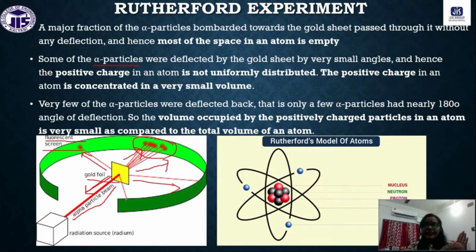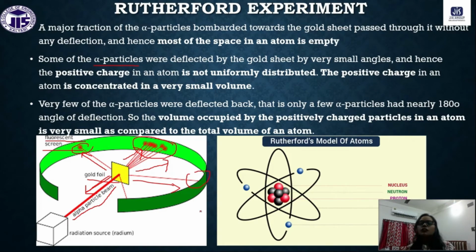Okay, and the center is called the nucleus, and the nucleus is positively charged, because the alpha particle is also positively charged. That is why the alpha particle will experience repulsion, and due to the repulsive force it will reflect back 180 degrees. Understand? So this is the second conclusion.